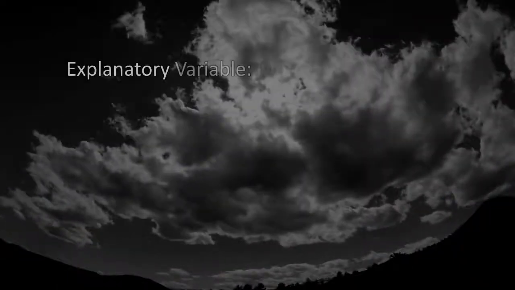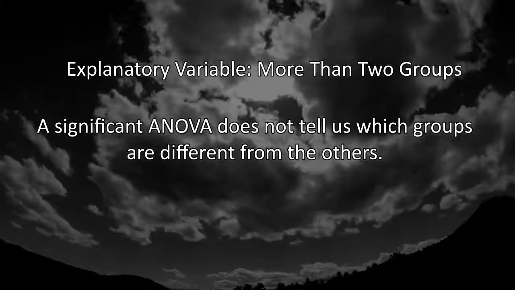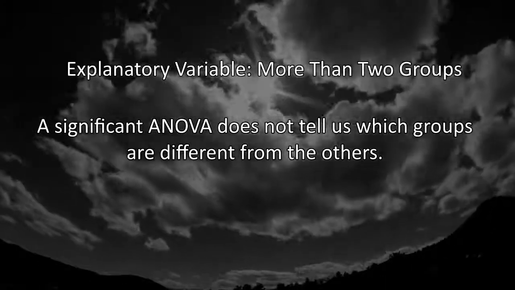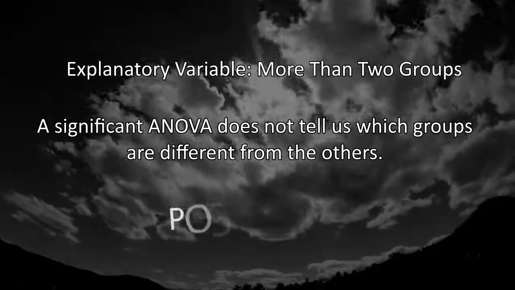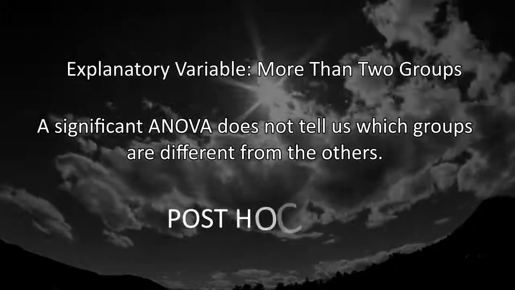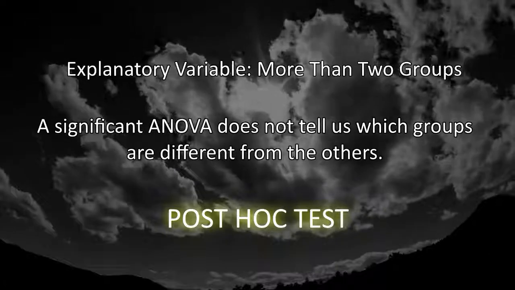In the case where the explanatory variable represents more than two groups, a significant ANOVA does not tell us which groups are different from the others. To determine which groups are different from the others, we would need to perform a post hoc test. A post hoc test conducts post hoc paired comparisons.